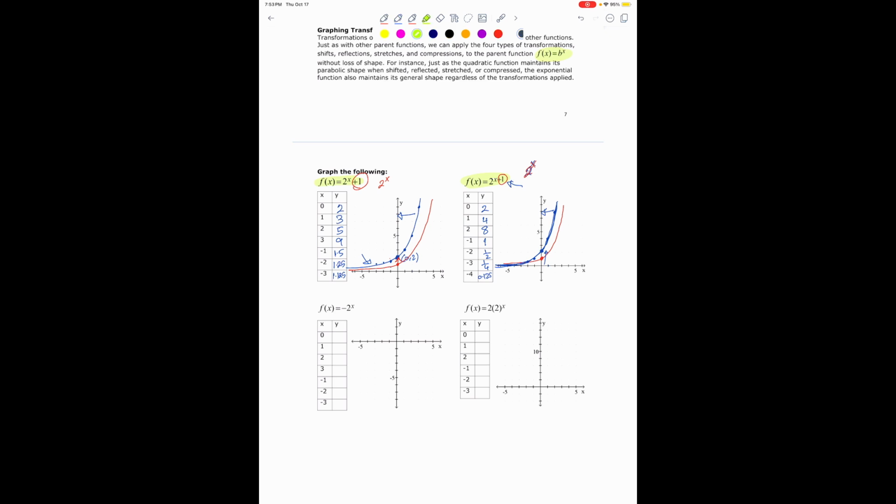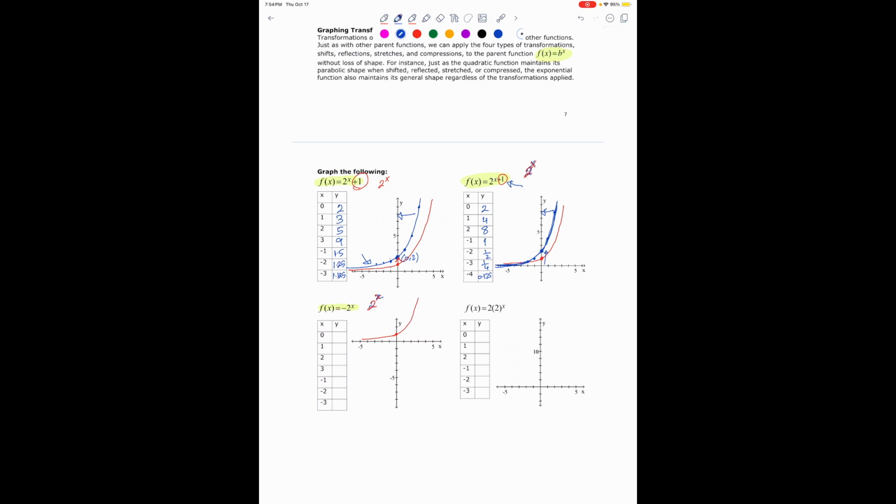Reflection. So we know that if we multiply the function by a negative number, the reflection is going to be vertical across the x-axis. So the parent function 2 to the x power, let me make it red, and then I'm going to graph it. It's going to approximately look something like this. That is the parent function.